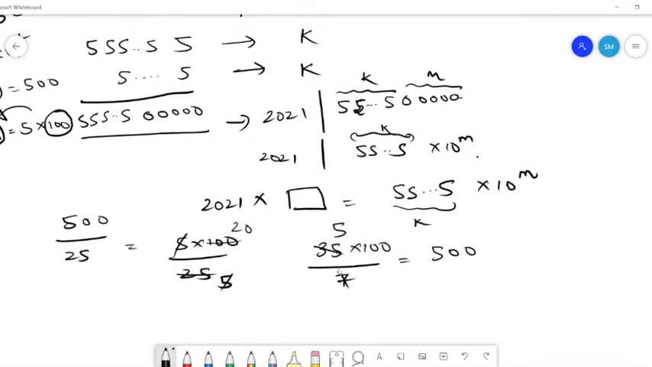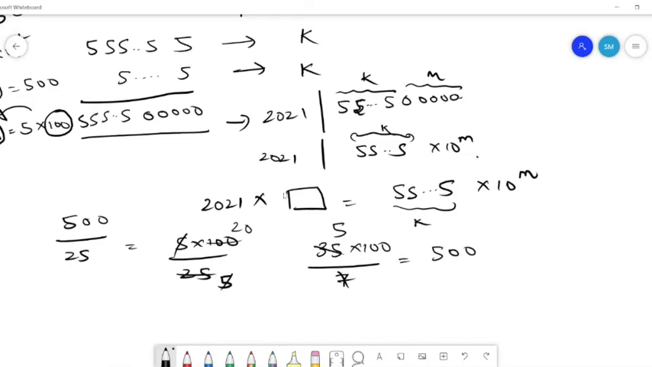Yes, Shiv, I think 2021 doesn't divide a power of 10. So definitely it should divide K5s, because 2021 has factors 43 and 47, whereas 10 to the power of something has factors 2 to the power of something and 5 to the power of something. So certainly there are no common prime factors. So 2021 should definitely divide K5s.